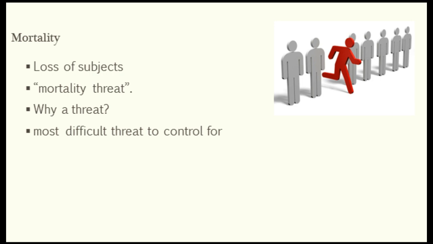So mortality. Mortality is another threat to internal validity. It's common for a study to lose subjects as the study progresses. This is known as the mortality threat. The loss of subjects limits the generalizability and can introduce bias. Mortality is often the most difficult threat to control for in terms of internal validity. But an attempt to try to eliminate this problem would be for the researcher to provide some kind of evidence that the subjects that were lost in the study were similar to those who remained in the study.